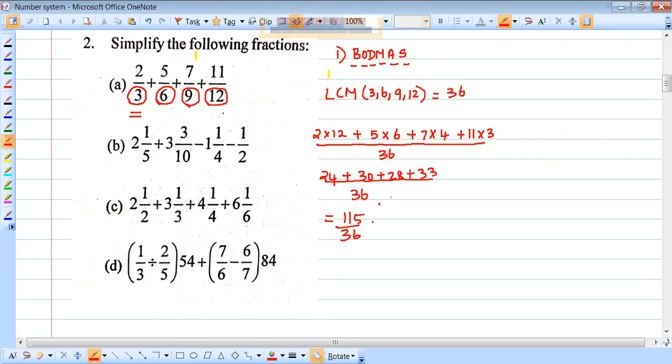Then start to do question number B. Then start to do question number C and question number D. No need to wait for me to discuss the answers. So everyone start to find out the answer very fast.